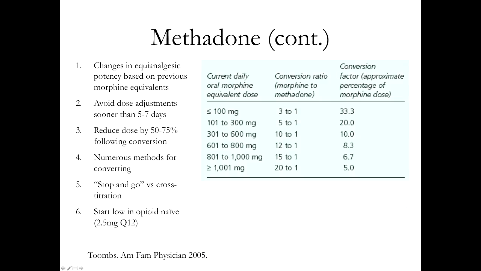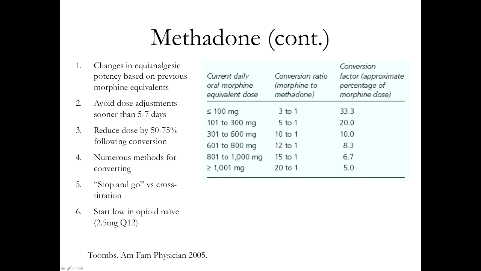And so what we really have to do is reduce the dose, regardless of whether the patient is in uncontrolled pain or we're just moving the methadone for other reasons. You still need to reduce the dose by a minimum of 50 to 75%. And in fact, there are new guidelines that recommend reducing it as much as 90%.